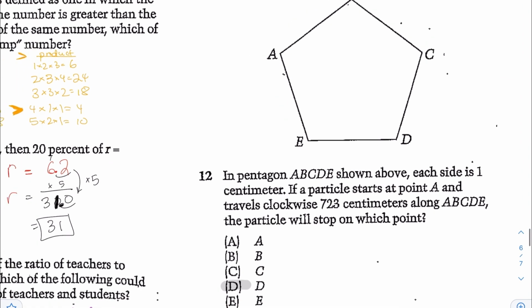All right, next for number 12. In pentagon ABCDE shown above, each side is 1 centimeter. If a particle starts at A, so right here, and it travels clockwise, just like the hands of a clock, moves to B, then C, then D, then E, and it does 723 centimeters along ABCDE, the particle will stop on which point?